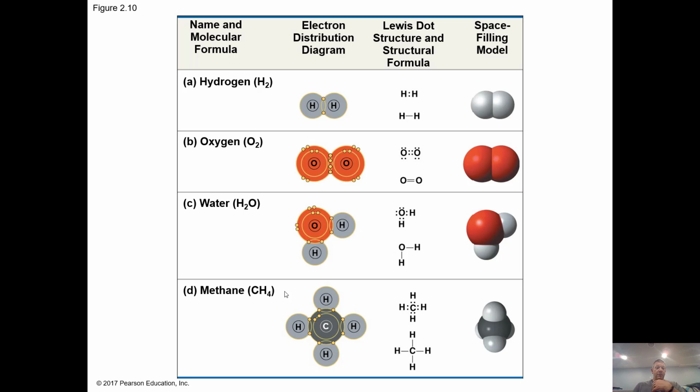Here's a number of different depictions. You can see we can actually draw out all the electron shells. We can just draw a line, where each line represents two electrons. You've got something called a space filling model, so it looks like it's in 3D. So we have hydrogen, oxygen, water, methane. You can see how they're differently depicted, but these are all covalently bonded molecules, and it's important to know that a covalently bonded molecule has bonds between what we call two non-metal elements.